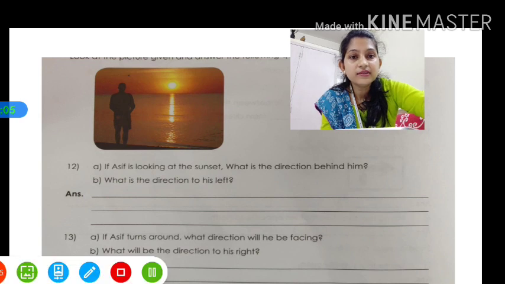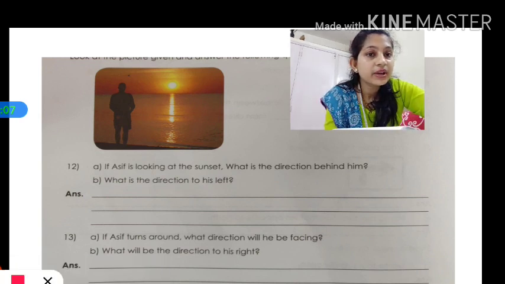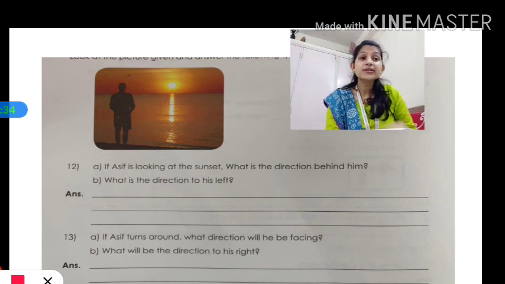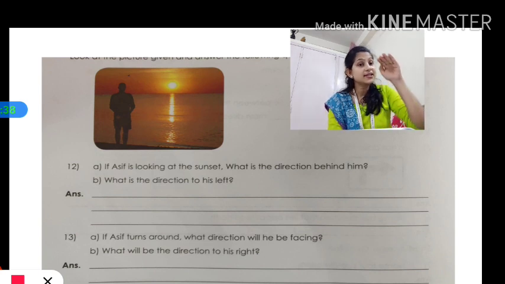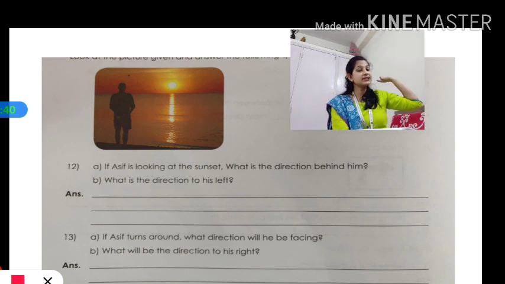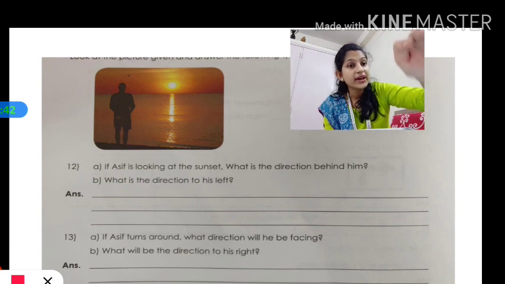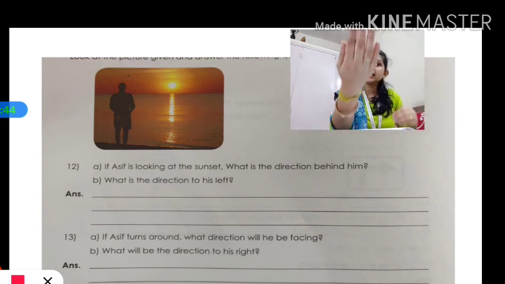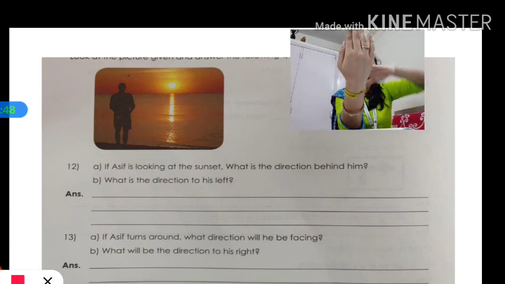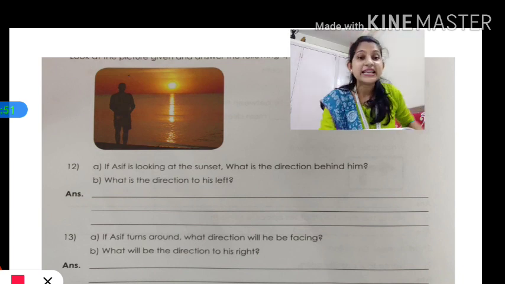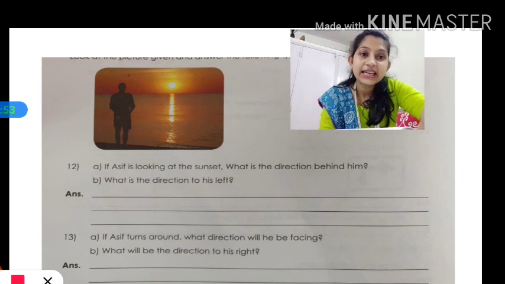Question number 12. Ashif is looking at sunset. What is the direction behind him? He's looking at sunset. See, don't get confused. It's not sunrise. It is sun setting. Sun rises in east and sun sets in the west. Okay, so he's looking at sunset. The sun is setting in west. He is facing west. So opposite will be east. So answer number A will be east.